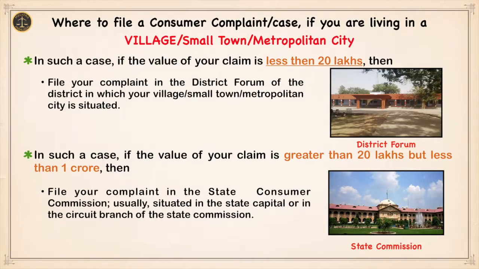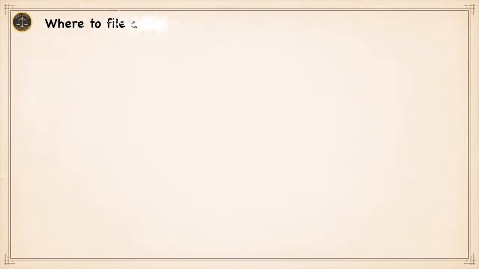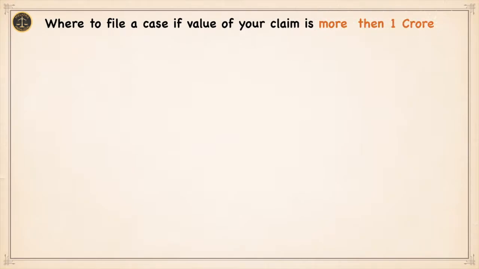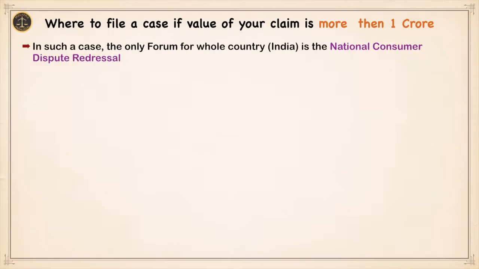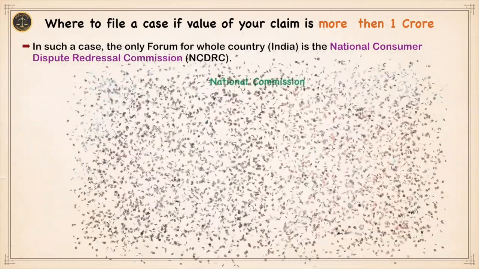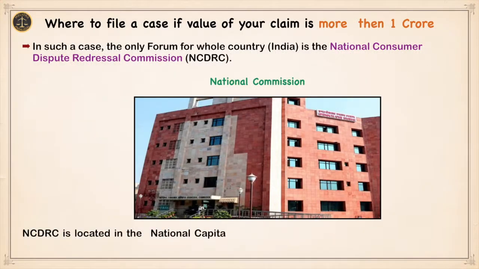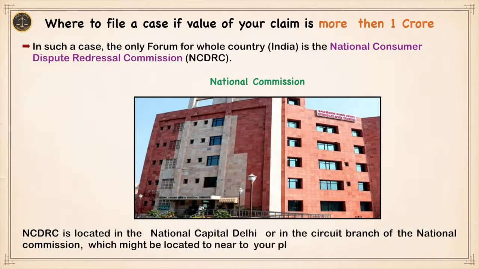the state commission. Now, where to file a case if the value of your claim is more than 1 crore? In such a case, the only forum for the whole country India is the National Consumer Dispute Redressal Commission, that is NCDRC. NCDRC is located in the National Capital Delhi or in the circuit branch of the National Commission, which might be located too near to your place of residence.